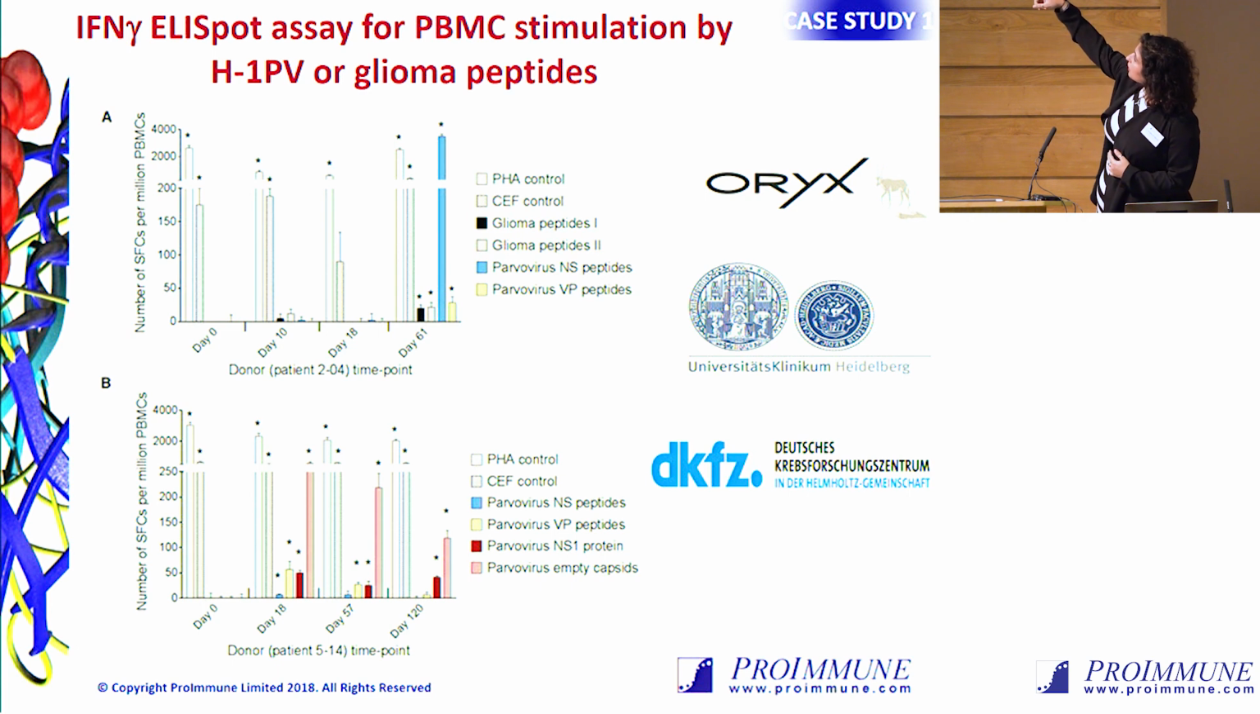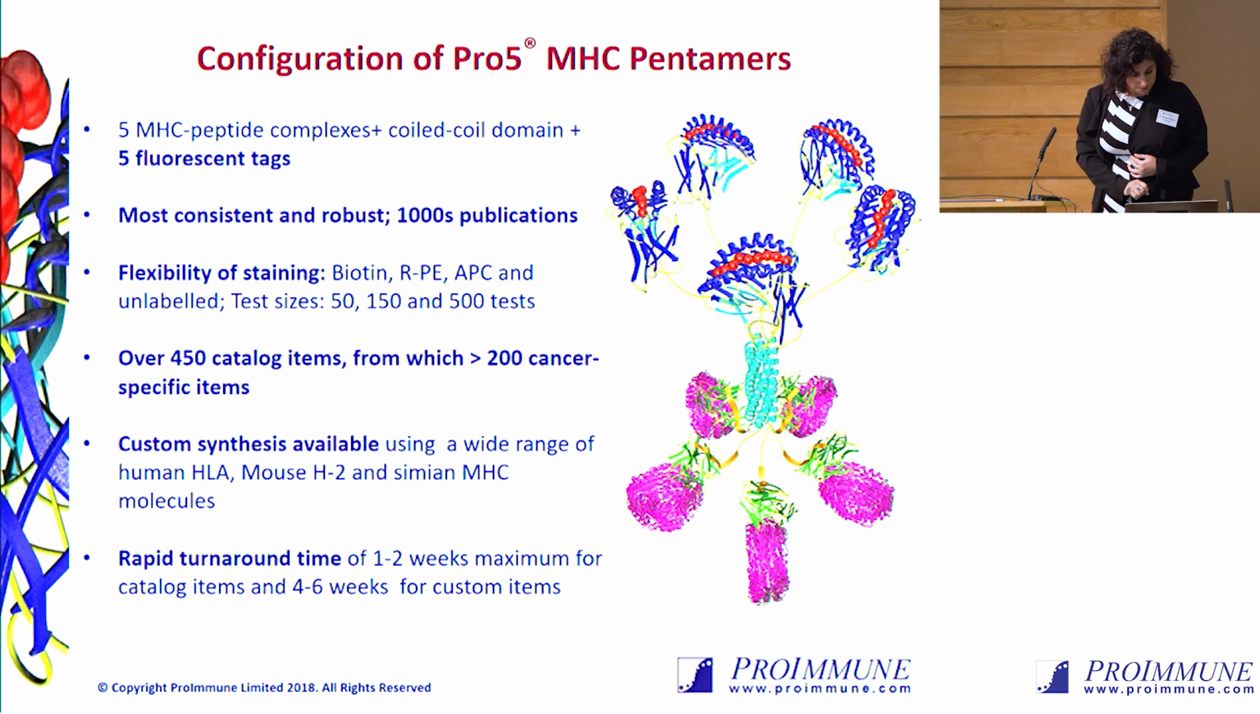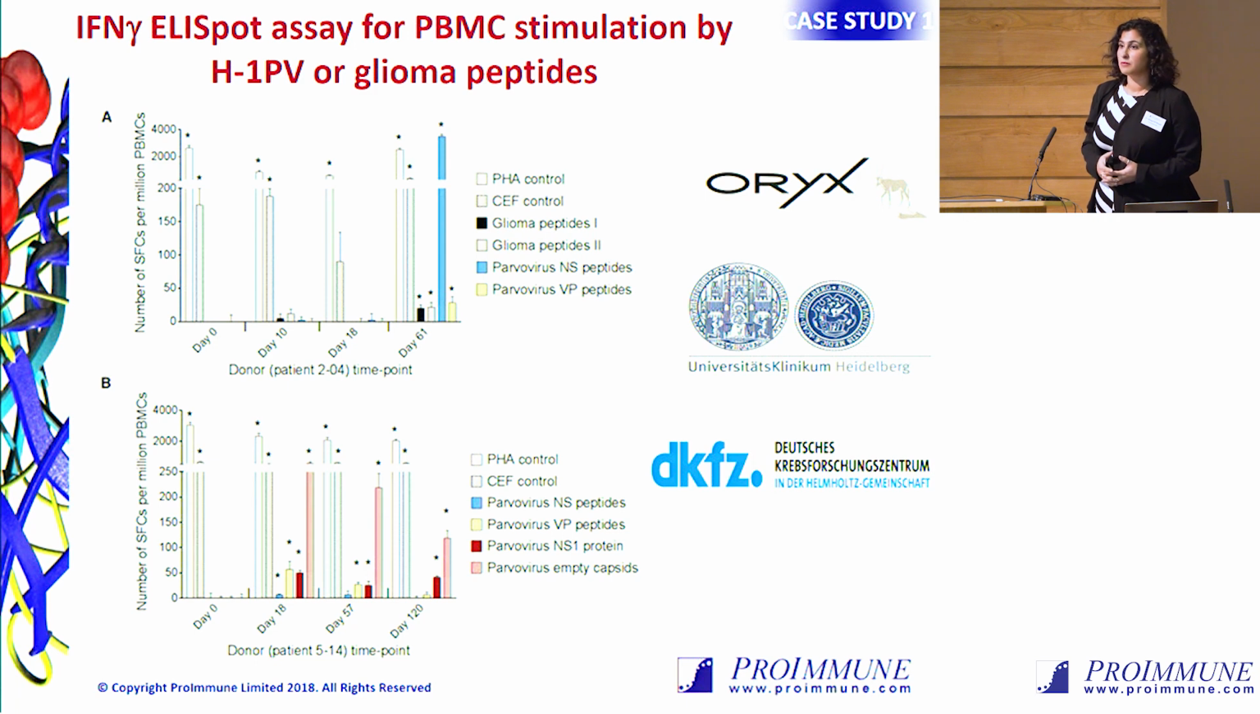As you can see here, the blue bar on the top is the parvoviral epitopes, and in black and gray, those are the glioma. So not only did we manage to identify functional epitopes by ProPresent, but they also confirmed that there was an anti-tumor response that was triggered by their parvoviral therapy. So that's a nice case study to show how ProPresent has managed to help them identify the response to a therapy.